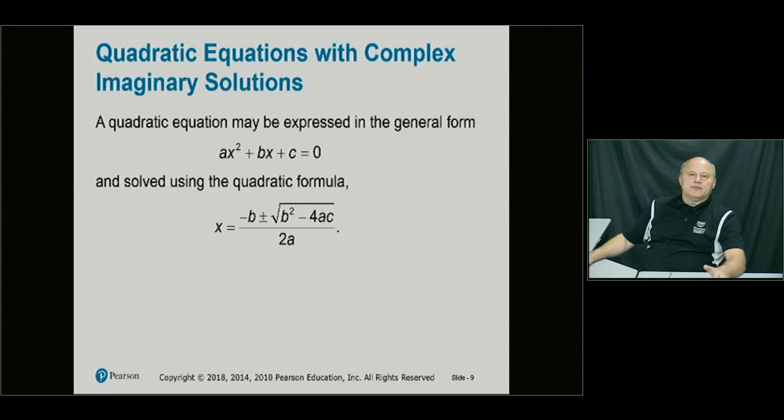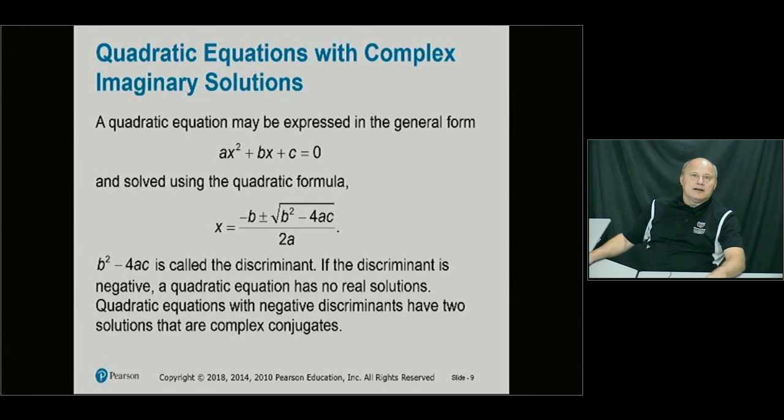We're now going to start getting into complex solutions. A quadratic equation may be expressed in the general form ax squared plus bx plus c equals 0 and solved by the quadratic formula: x is the opposite of b plus or minus the square root of b squared minus 4ac, all over 2a. Again, something that we've already discussed in P7. This is just a second run around of this formula, and it's just a matter of what kind of solutions we're getting.